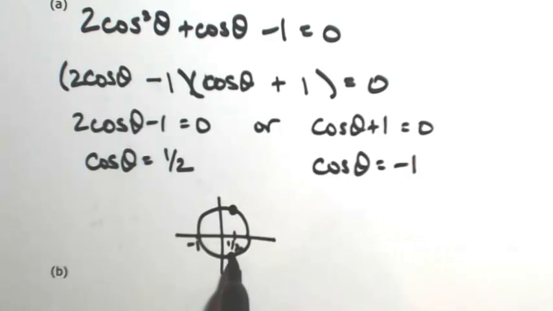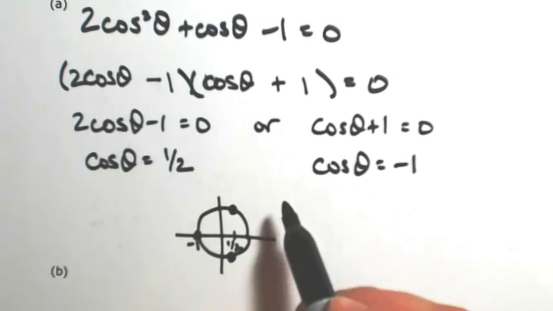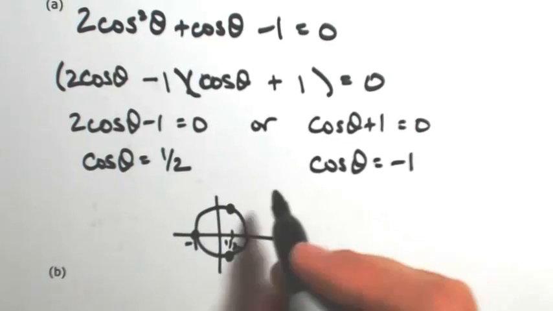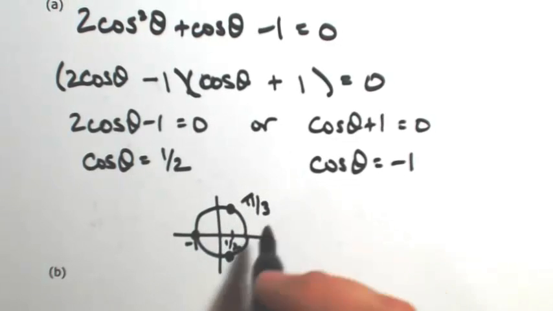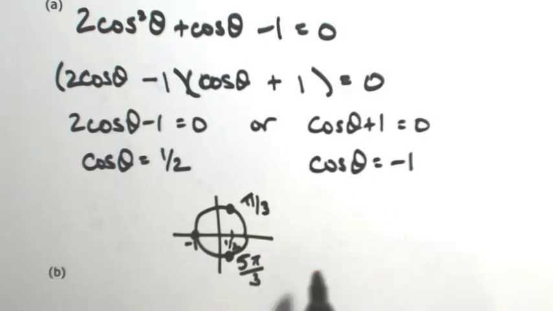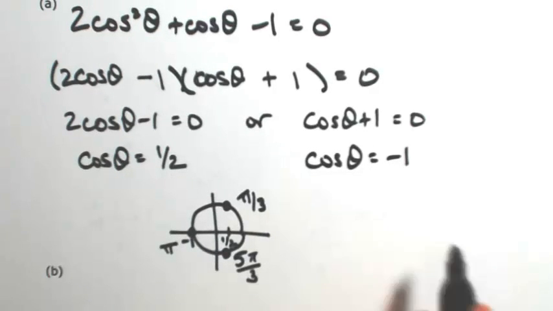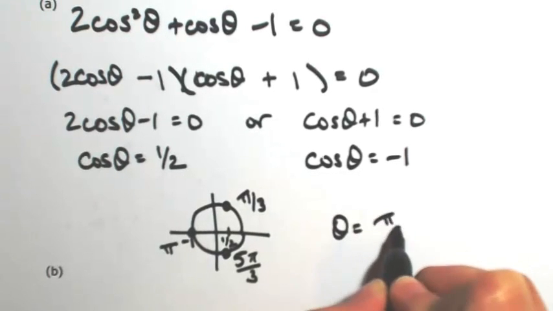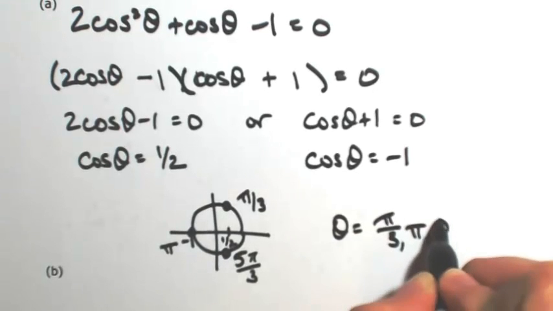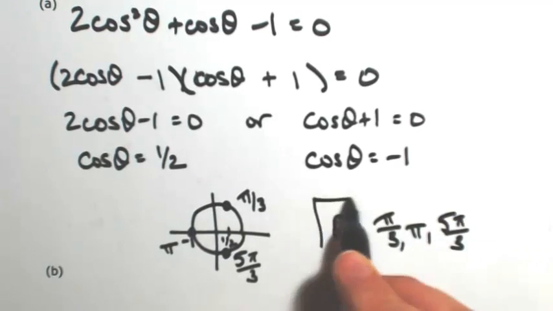Okay, so where x is 1/2 is in the first and the fourth quadrant, taking place at pi over 3, and then at 5 pi over 3. And then where x is negative 1 would take place at pi, so we end up with 3 answers of pi over 3, pi, and 5 pi over 3.